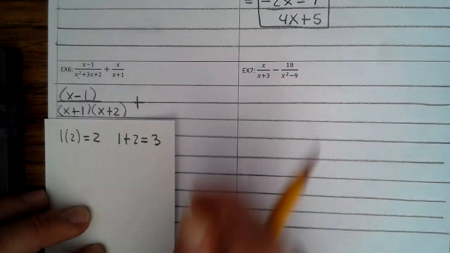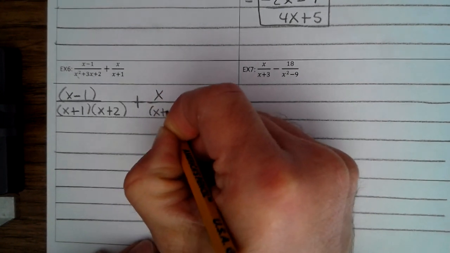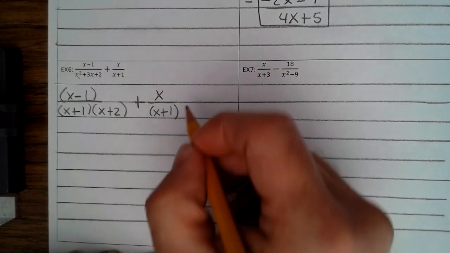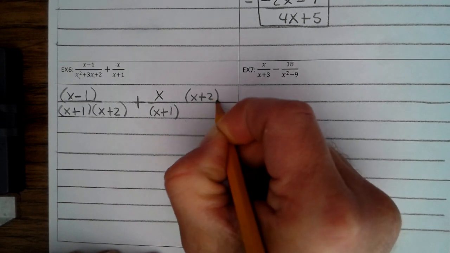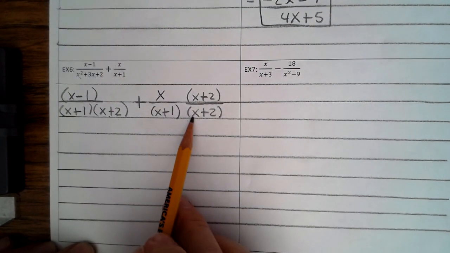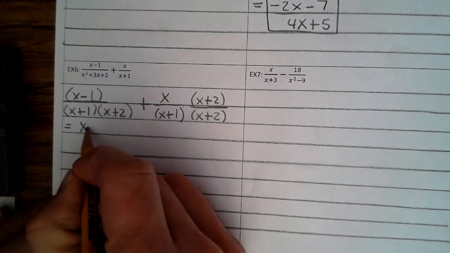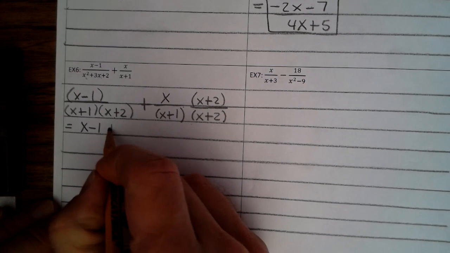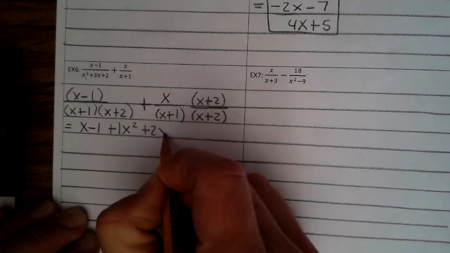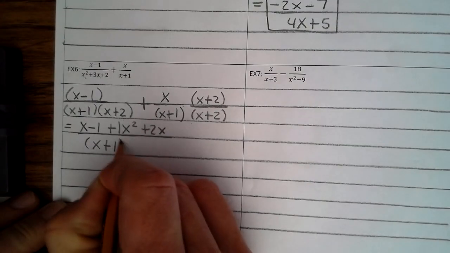plus x divided by x plus 1. Now, we have to have this common denominator, so we need to multiply by a special 1. Well, this denominator needs x plus 2, so we're going to multiply by x plus 2 divided by x plus 2. Now the denominators are the same. We combine the numerator, or simplify the numerator. So we have x minus 1, and we multiply the x, so plus x times x is x squared. Put a 1 there. x times 2 is plus 2x, divided by x plus 1 times x plus 2.